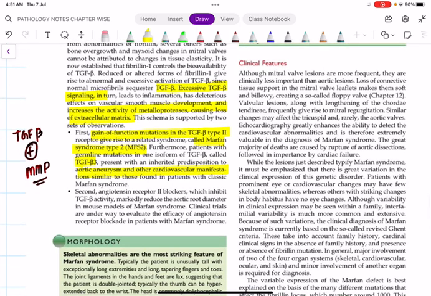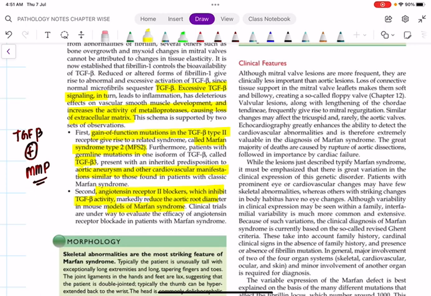What is the second observation? In mouse models, it has been found that angiotensin receptor 2 blockers inhibit the transforming growth factor beta activity, which will reduce the aortic root diameter in mouse models of Marfan syndrome.